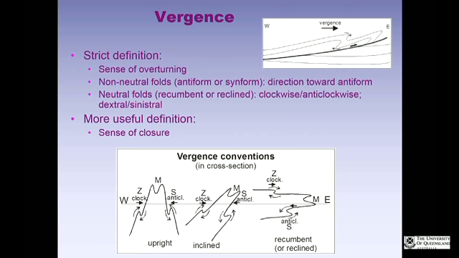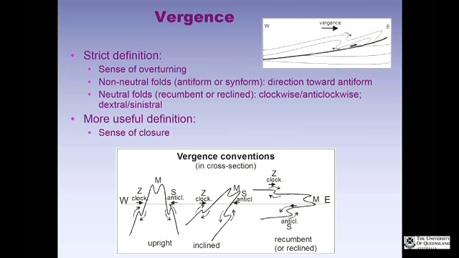Okay, so what the vergence really tells us in these situations is the sense of closure. So you see that the vergence that we have here on the Z fold is essentially vergence towards the antiform. And here it is vergence towards the antiform. It is always basically leading us to the next antiform. That's the beauty of that. We go to an outcrop, we find the vergence, and we say the next antiform is going to be there.